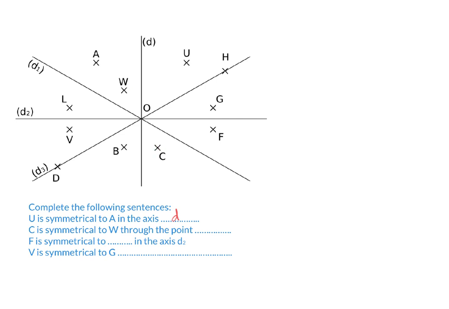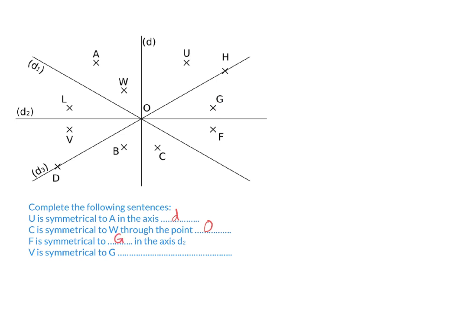C is down here, W is up here, and if we reflect through, the only point it's going to be reflected through here to get to W is O, so that is through point O. The next one here, F is symmetrical to something in axis D2. F is over here, D2 is here, so F reflects through axis D2 to get us to G. So G would be here.